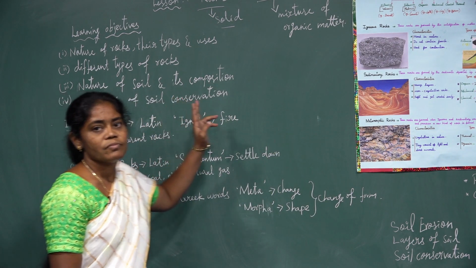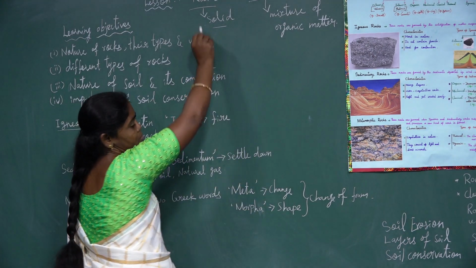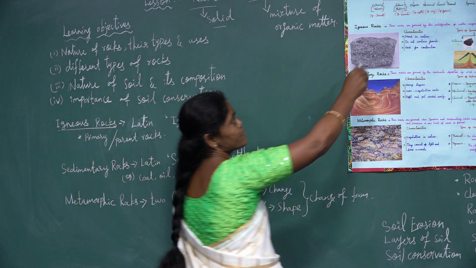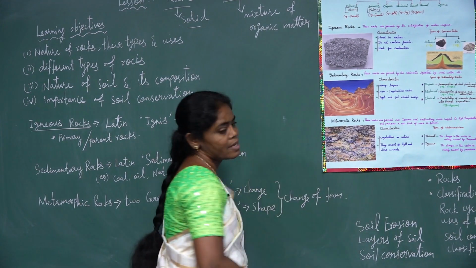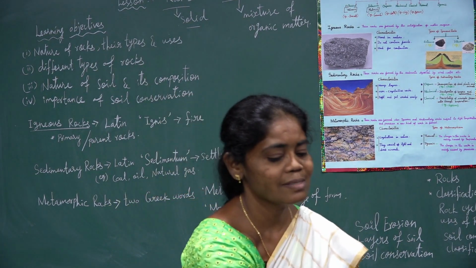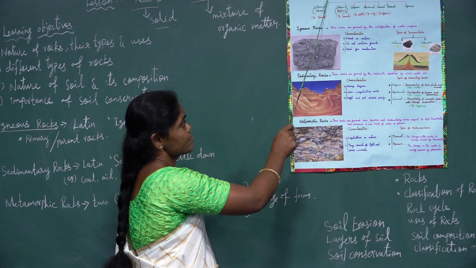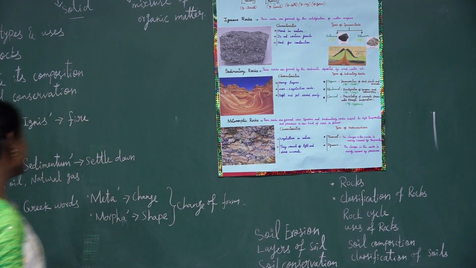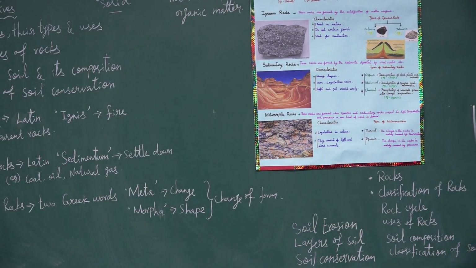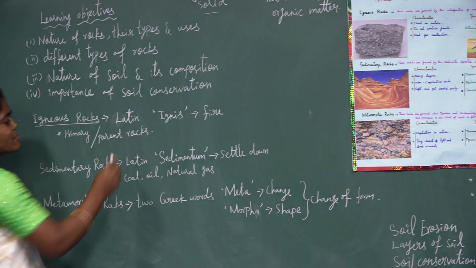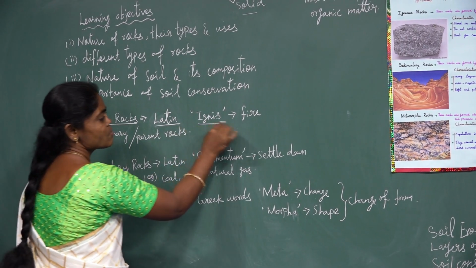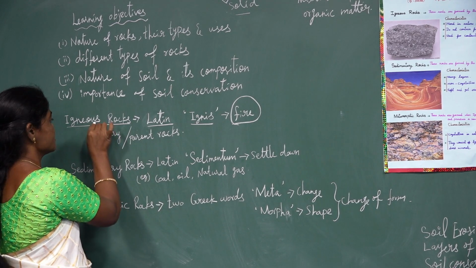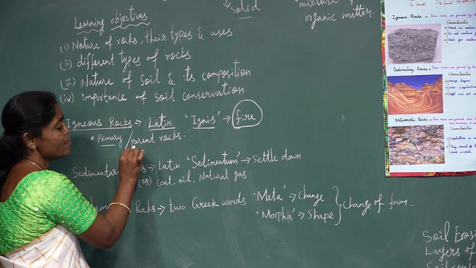Okay, now we will see about rocks. Actually, the rocks are classified into many types. There are 3 types of rocks, that is igneous rocks, sedimentary rocks and metamorphic rocks. Igneous rocks, actually the word is derived from Latin. Ignis means fire. Igneous means fire. It is said to be the primary rock or parent rock.